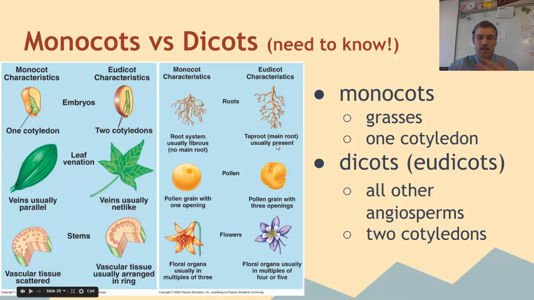The taproot system is kind of important, but not really so much. We've talked about vascular tissue, but I'm not going to expect you to be able to know all that stuff. So let's just say that we know the embryos, the leaf venation, and the flowers, and we'll call it good. Is that good? All right.